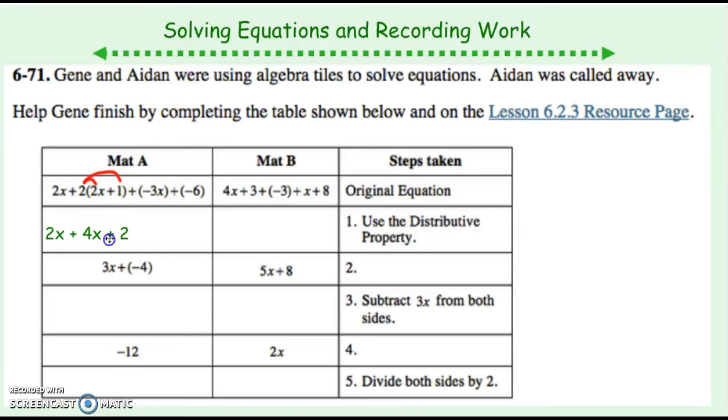Okay, so I will keep going with the rest of the equation here. After I do the distributive property, I'm just going to copy the rest of the problem as it is, because the only thing the step says to do is use the distributive property. Okay, and then I'm going to do mat B. That will remain the same also because there is no distributive property for me to solve on that side.